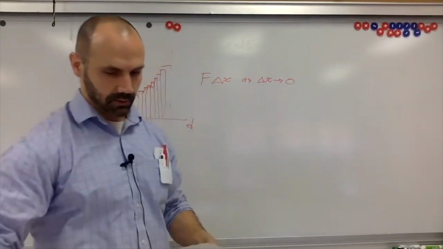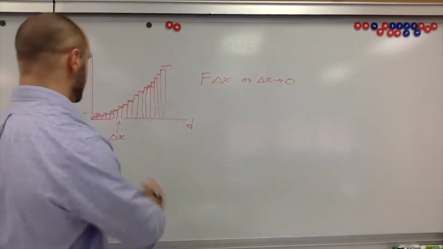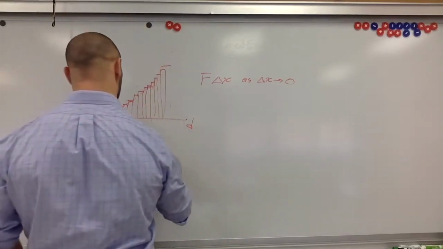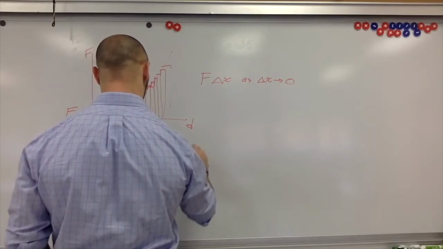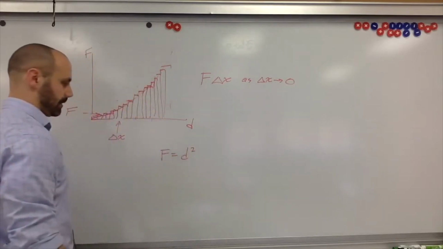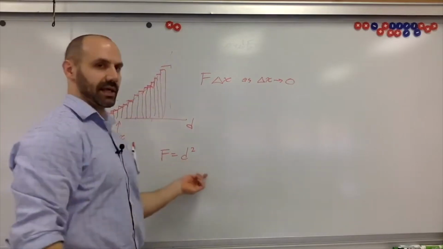And so what are we talking about here? It turns out that if this function, if f is, let's say, d squared, then the area under this graph is just the antiderivative.